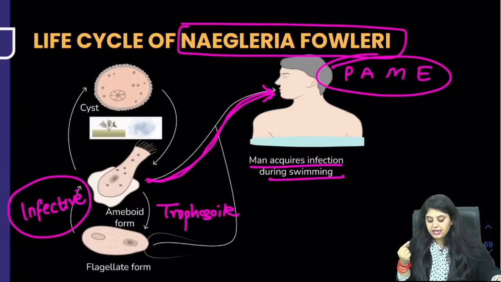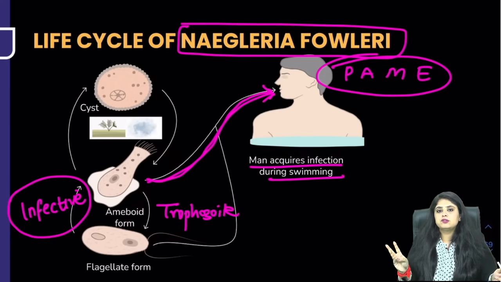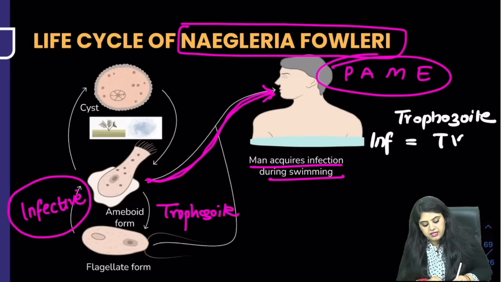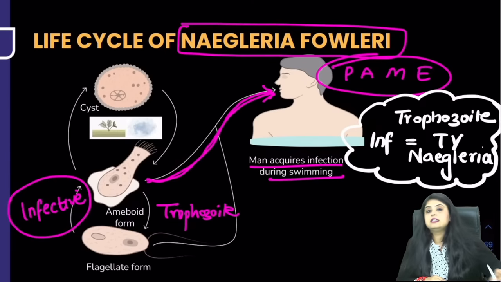Give me one more organism where trophozoite is the infective stage, because in that organism, cyst hota hi nahi hai. Cyst does not exist. What is that organism where only trophozoite diagnosis is also trophozoite, infection is also with trophozoite? Ma'am, the other organism where this trophozoite story is going to come? Trichomonas vaginalis. So remember, trophozoite is infective in number one, Trichomonas vaginalis, and number two, it is infective in Naegleria fowleri. This might help you in identifying the life cycle in the paper.